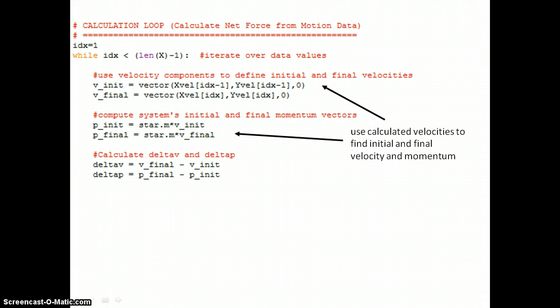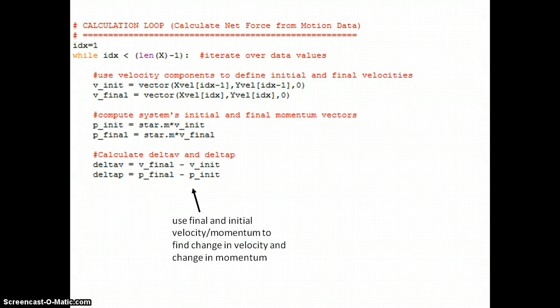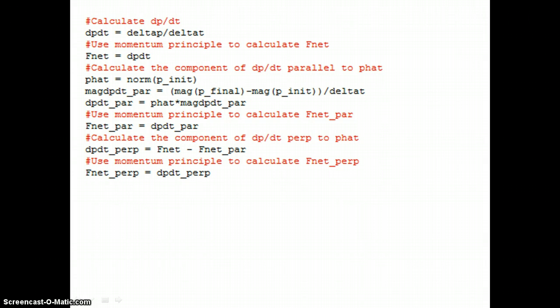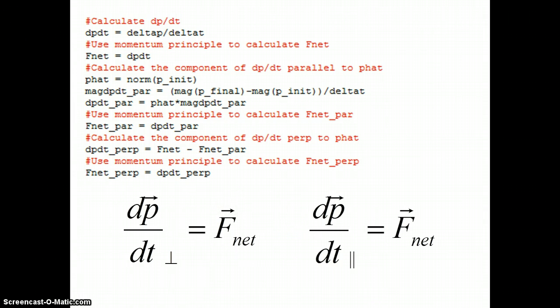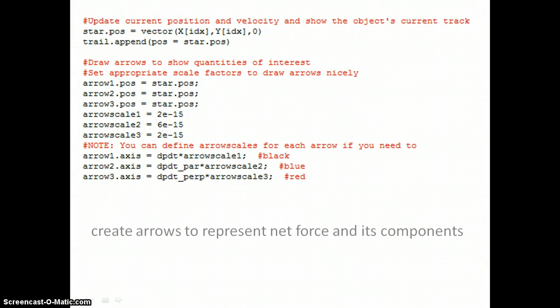These calculations were then used to find initial and final velocity and momentum, which were, in turn, used to find delta v and delta p, or change in velocity and change in momentum. The momentum principle was then applied in the following manner. Here's the momentum principle. Divide each side by delta t. And here, it is clear that the derivative of momentum with respect to time is, by the momentum principle, equal to net force. And their parallel and perpendicular components are also equal. Then, in VPython, arrows were adjusted to represent net force and its parallel and perpendicular components.